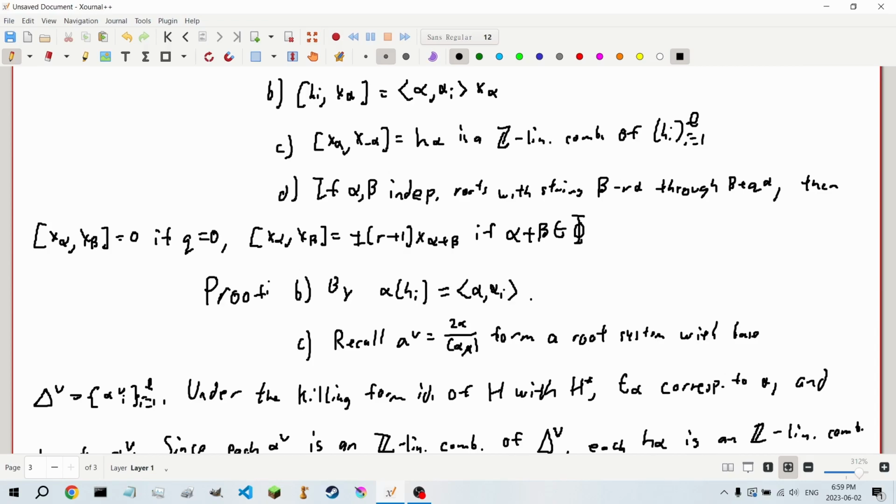Next time we will be looking at uniqueness of the Chevalley bases, and then we'll be moving on to reduction modulo primes and constructing Chevalley groups and all sorts of scary stuff.